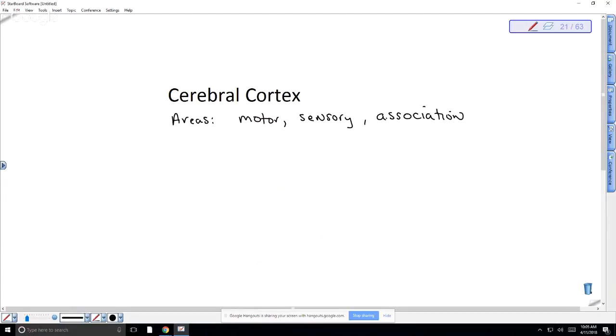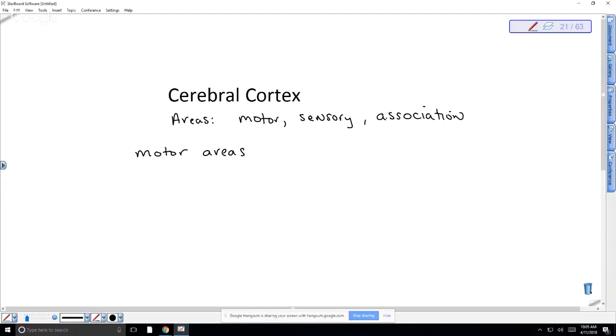So these association areas allow us to recognize an image. So for example, we have a visual cortex that allows us to see an image, but we have to have an association area in order for us to make sense of that image. The same thing with hearing. We could hear a sound, we could hear a language, but we need an association area in order to make sense of that language. And so these are the three broad areas of the cerebral cortex. And so we're going to look at the motor cortex or the motor areas in a little bit more detail.